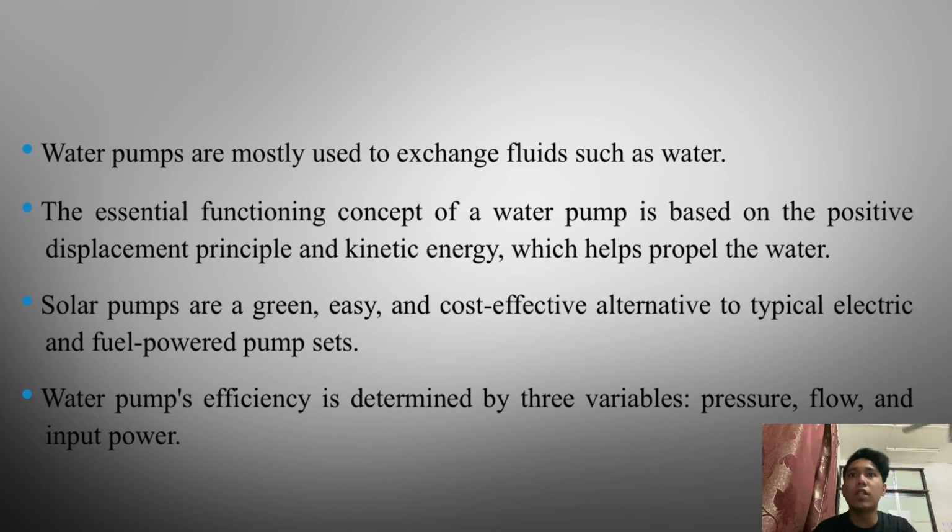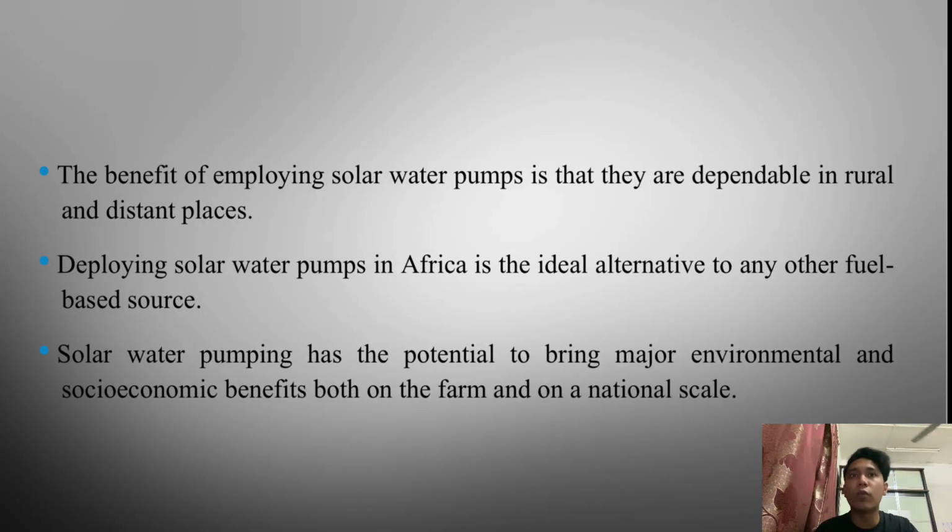However, the fundamental feature of solar water pump efficiency is determined by three variables: pressure, flow, and input power. To assess the total efficiency of a solar water pump, wire-to-water efficiency is typically employed as the ratio between the hydraulic energy that comes out of the pipe and the energy that flows over the electrical wire through the solar panel. The benefit of employing solar water pumps is that they are dependable in rural and distant places.